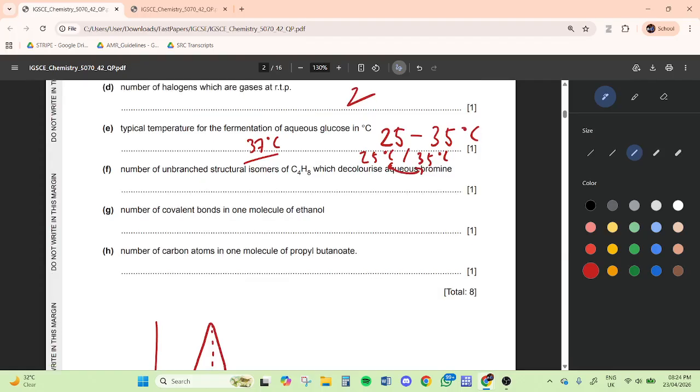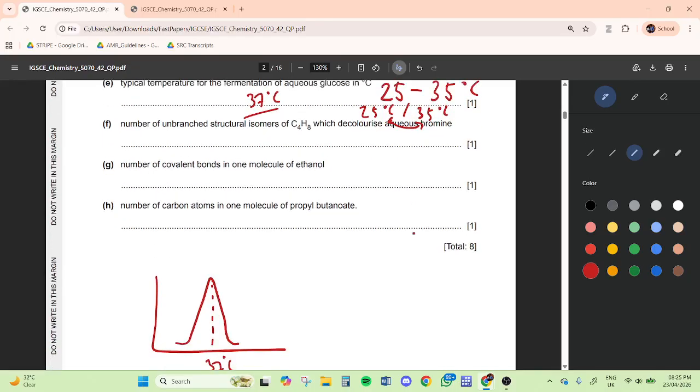So next we're going to take a look at F, the number of unbranched structural isomers of C4H8 which decolorize aqueous bromine. When we think of something decolorizing aqueous bromine, we want to look at isomers that have a carbon-carbon double bond. The other thing we need to watch out for is that it says unbranched, my bad, not structural isomers. We're taking a look at unbranched.